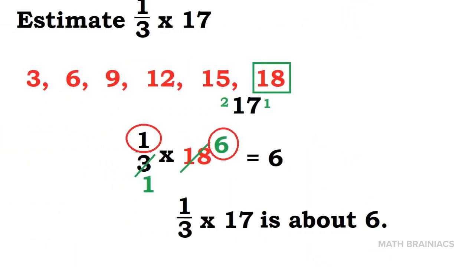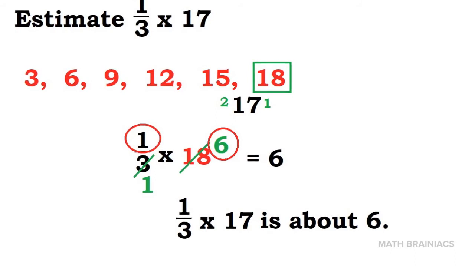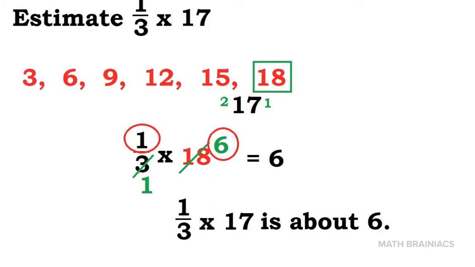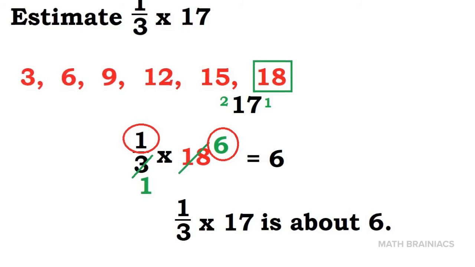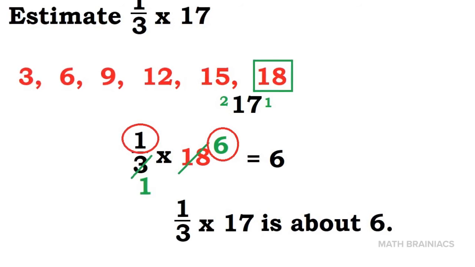To wrap it up, in working for the estimate of a fraction and a whole number, you're going to consider the denominator and the whole number. You can add the denominator repeatedly, which in this case is 3, and find out what number is closer to the whole number, which is 18. Then, substitute the whole number with the compatible number of the denominator. In this case, it is 18. So, 1/3 times 18 will give us 6.